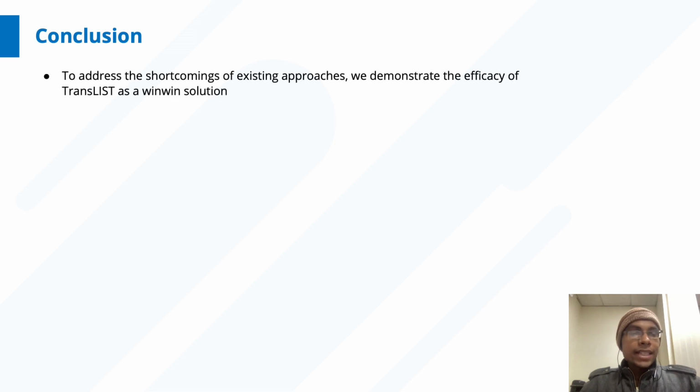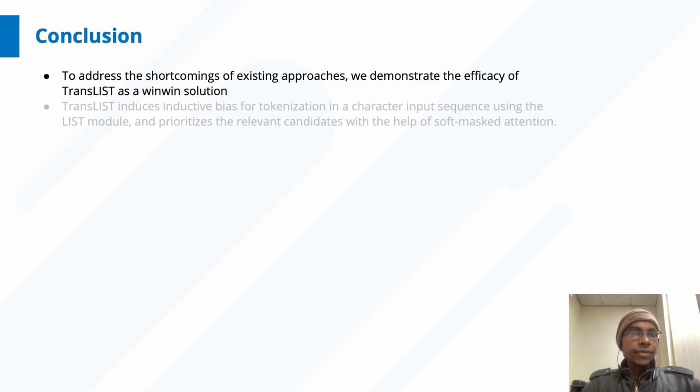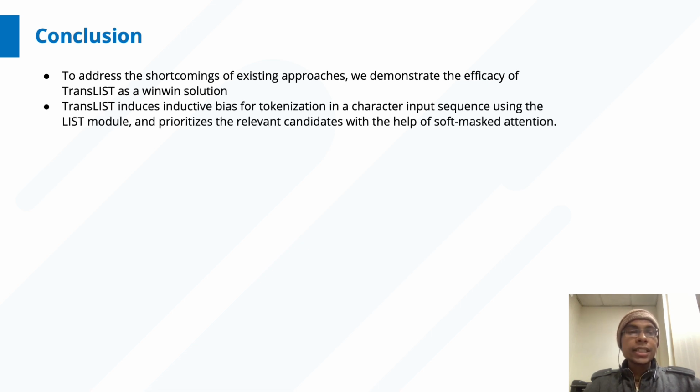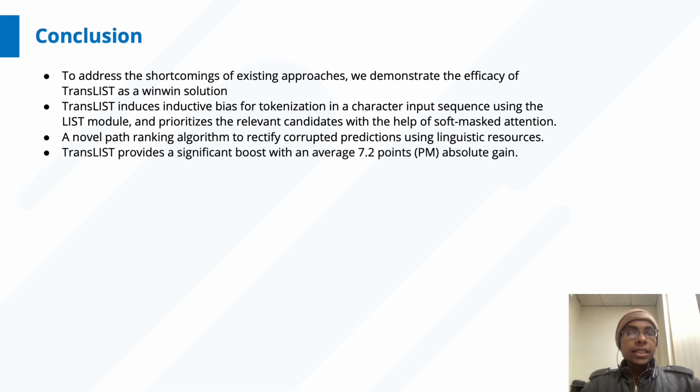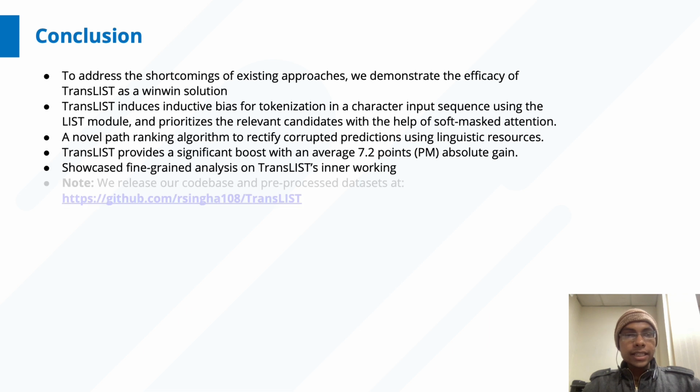Conclusion: to address the shortcomings of existing approaches, we demonstrate the efficacy of TransLIST as a win-win solution. TransLIST induces inductive bias for tokenization in the character input sequence using the LIST model, and prioritizes the relevant candidates with the help of soft mask attention, and a novel path ranking algorithm rectifies corrupted predictions using linguistic resources. TransLIST also provides a significant boost with an average 7.2 points absolute gain. We showcased fine-grained analysis of TransLIST's inner workings. Our code and dataset are publicly available at this link.